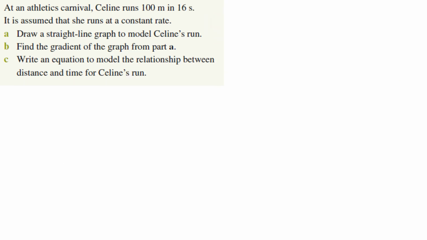Let's have a look at this example. At an athletics carnival, Celine runs 100 metres in 16 seconds. It is assumed that she runs at a constant rate. So we know this is going to be a linear relationship because the words constant rate are there. Draw a straight line graph to model Celine's run.